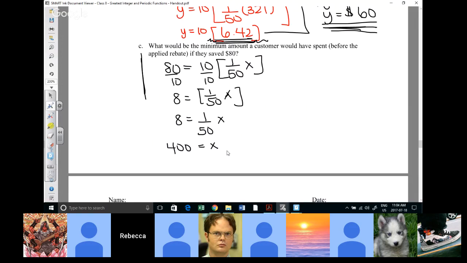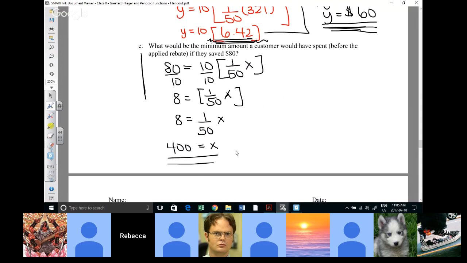What do you mean the other way around? It never goes up. You never round up with greatest integer. Nope, has nothing to do with that. A greatest integer is we round down, period. So always, always, always round down.